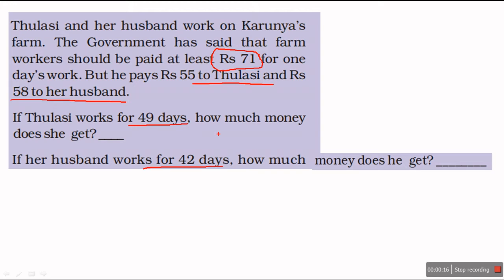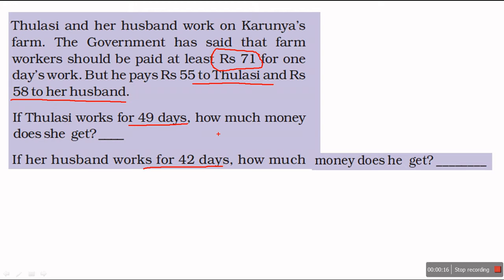One thing is there, if someone is not getting paid as per government norm, it is a case of exploitation. Second thing, you may see Tulsi is getting rupees 55 and her husband is getting rupees 58. This is a case of gender discrimination. A woman is getting less than her husband, which is a wrong practice. So there are two wrong practices here. One is exploitation, the second is gender discrimination.